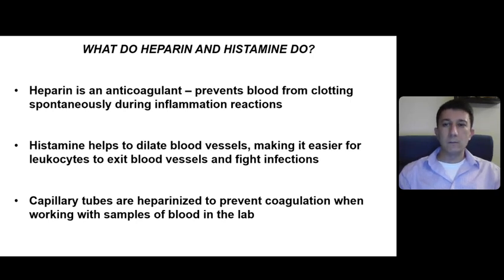And when we get to the module where we talk about blood pressure and the blood vessels, we see that dilation of blood vessels and that slowing of blood flow is what causes blood to start clumping and forming clots. So heparin helps to prevent clumps from forming during normal inflammation and inflammatory reactions.